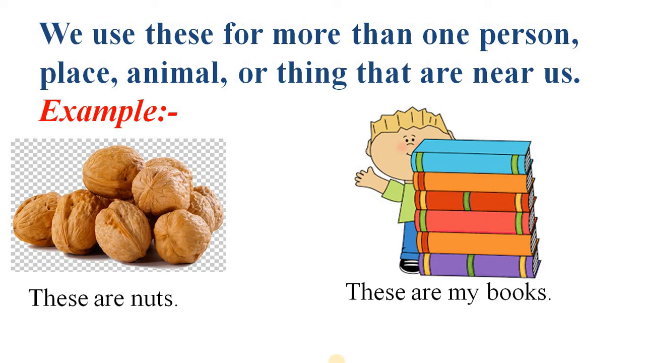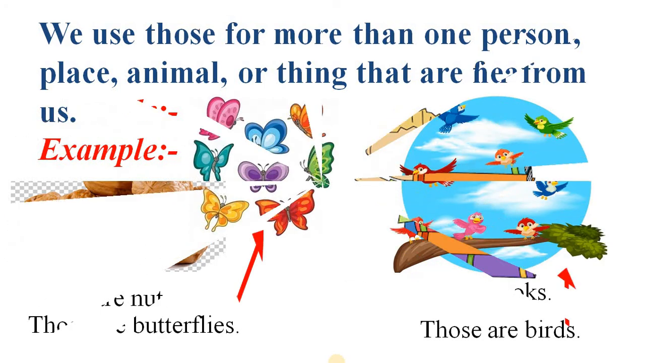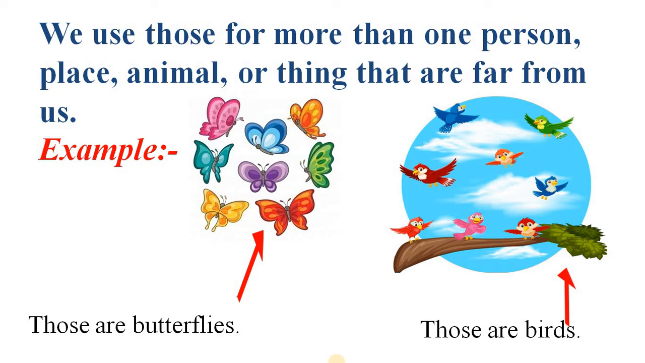We use these for more than one person, place, animal or thing that are near us. Examples are: these are nuts. These are my books. We use those for more than one person, place, animal or things that are far from us. Examples: those are butterflies.